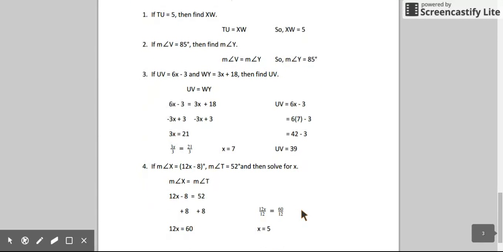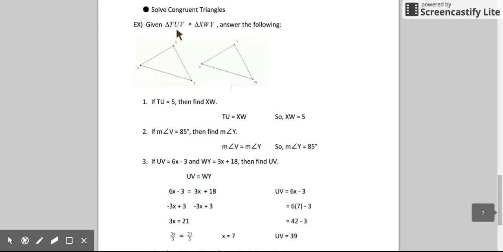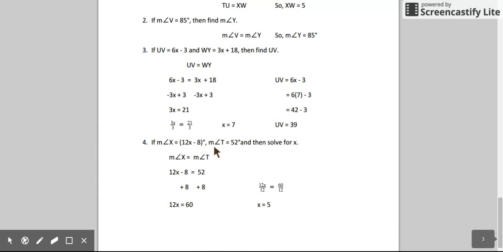We can do a similar process with angles. Given the expressions for angles x and t, we know that x and t correspond up here in the name. So we could set those expressions equal to each other and solve.